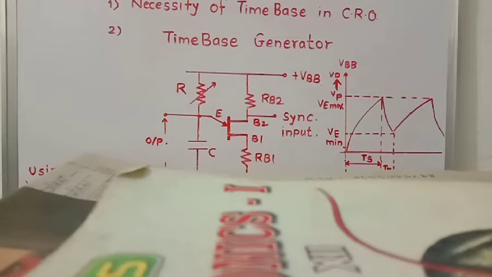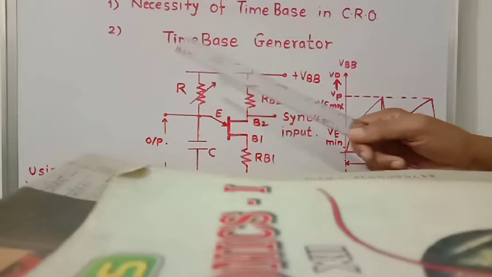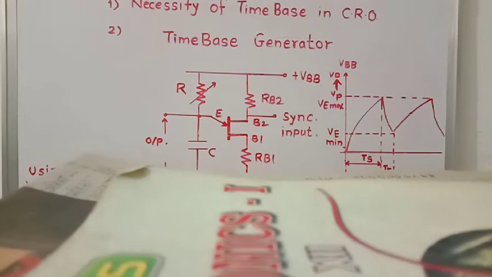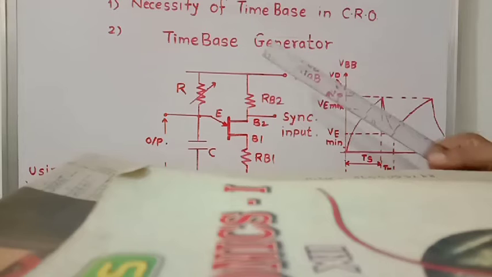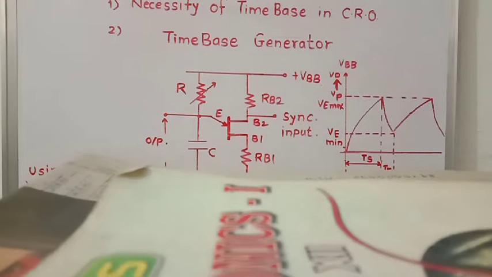Hello students, today we will learn about the necessity of time-based signal in CRO, and second, the working of time-based generator. Time-based generator is also called a sweep generator, sawtooth oscillator, or relaxation oscillator.